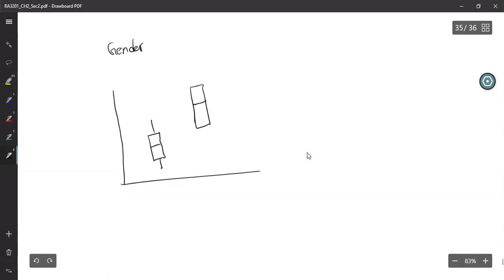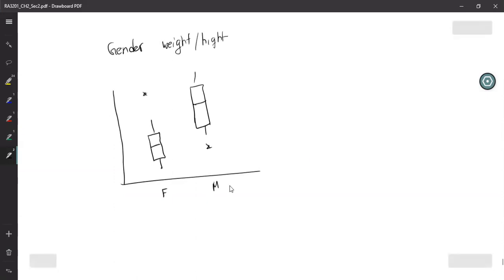Sometimes you have to use the box plot to compare gender distributions. If you draw the weight distribution of females somewhere here and the males somewhere here, overlapping, with outliers, something like this, weight or height. By using side-by-side box plots, you can easily compare groups.